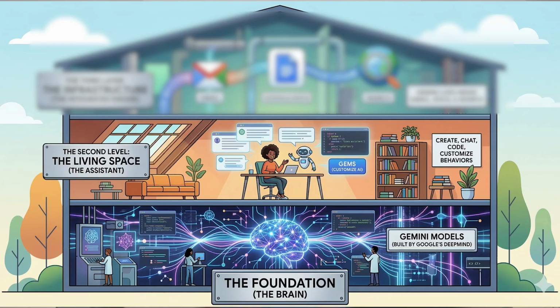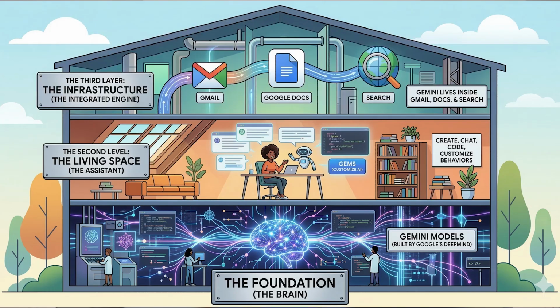Okay, coming back to the house analogy, the second level is the living space, the assistant. This is the home base we will be spending most of our time in. The app on your phone and the website at gemini.google.com. It's a creative space where you can chat, code, and use tools like gems to customize how the AI behaves. And finally, the third layer is the infrastructure.